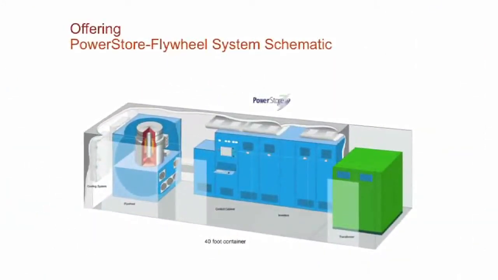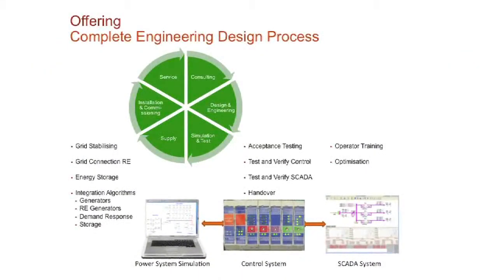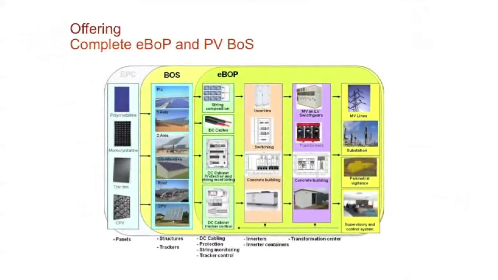That's what the PowerStore looks like schematically in a container, with the transformer at the end, the green bit, and the flywheel at the other end. What we have been able to do is to take the information from the PowerFactory modelling, feed that directly into our control system, and come out with a full parameterisation of that control system prior to going to site. Clearly, as an extension of what I've just been talking about, is the rest of ABB's balance of plant, the EBOP that you'd call it, can be pulled through as well.